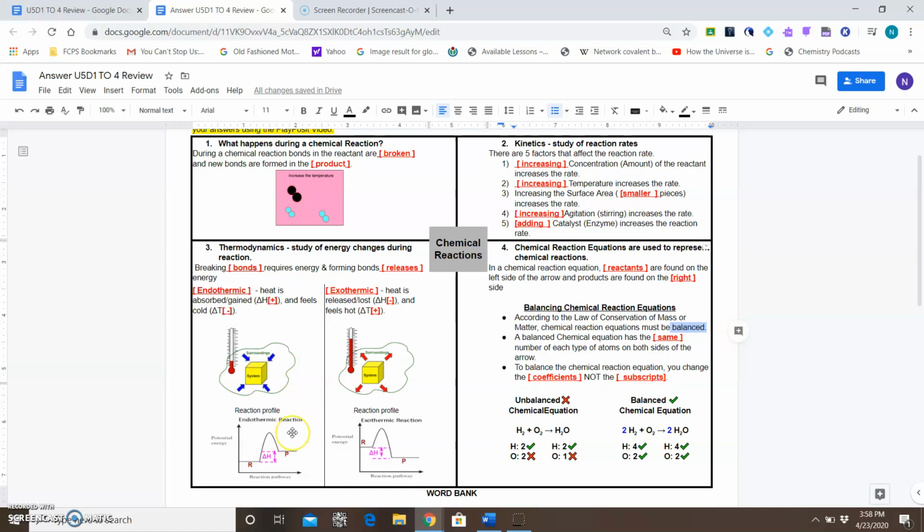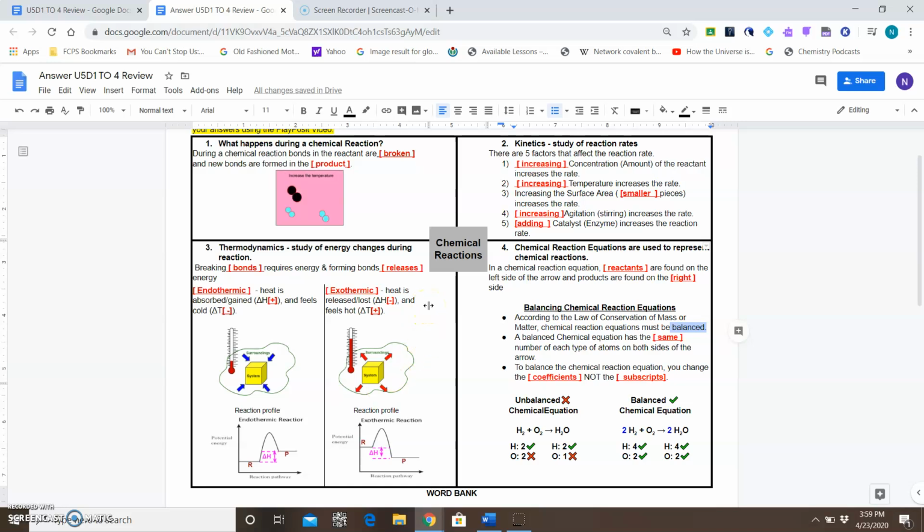Now you look at the reaction profile shown at the bottom for an endothermic reaction. The reaction profile shows the products having higher energy than the reactants, and that's because overall this reaction gains energy. So in the end, the products will have more energy.